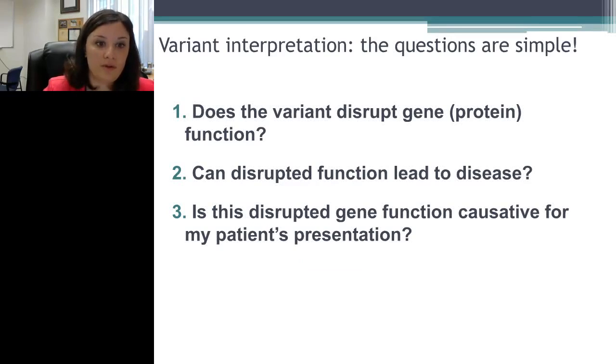What are we talking about when we're talking about variant interpretation? I think the questions are pretty simple. The first is, does the variant disrupt gene function and therefore protein function? The second question is, can this disrupted function lead to disease? And then the third and probably most important question for clinical reports is, is this disrupted gene function causative for my patient's presentation?